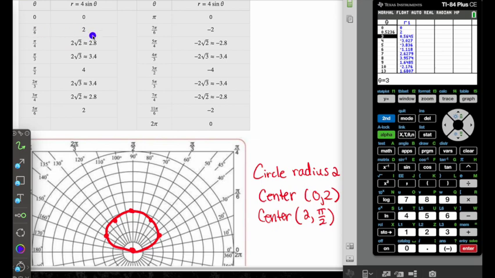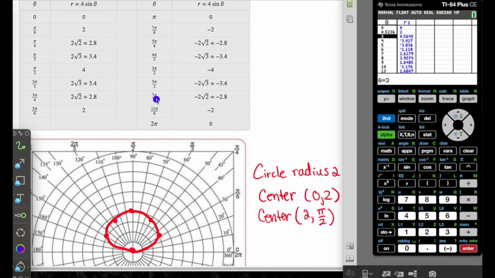Now at pi over 6, I'm going to come out 2. So here's pi over 6. So I swing open an angle of pi over 6, and I come out 2 units, 1, 2. So that's this point right here. Now, you would just go through and plot those points.